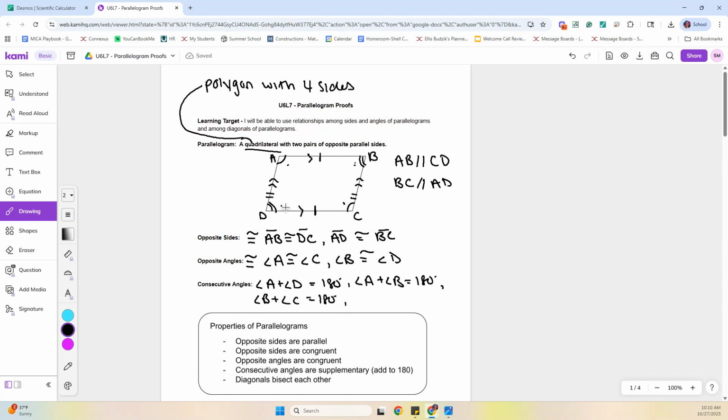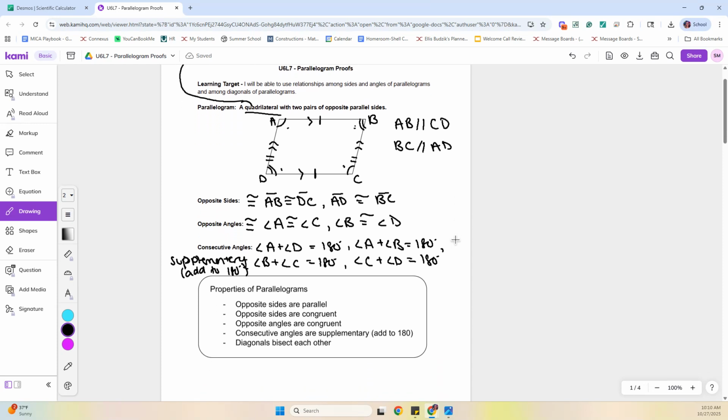And then finally, C and D are also consecutive interior and equal 180 degrees as well. So the consecutive angles are supplementary, which means they add to 180. Okay.